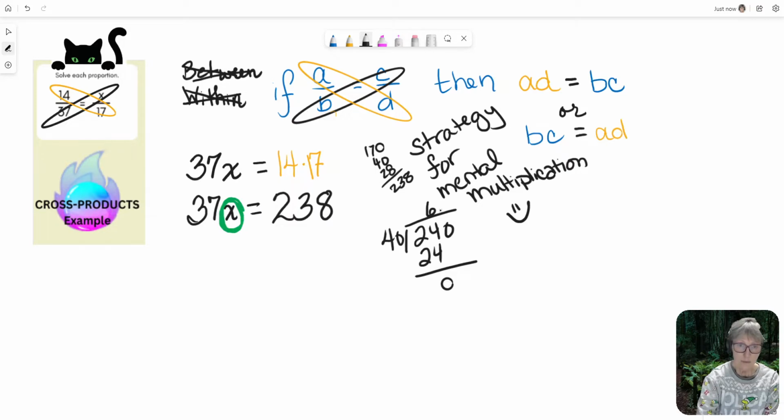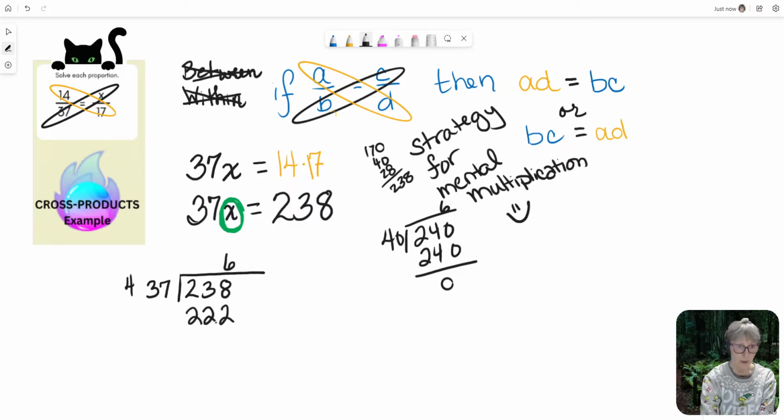And the answer would be 6. It's at the end, not in the middle. Lo siento, because it's 40, not 4. So we know our answer is going to be about 6. All right. Well, that gives us a place to start. I love estimating. It really helps. 6 times 7, 42. 6 times 3, 18, plus 4, 22. And I have 16 left over. Well, I could just leave it like that. 6 and 16/37. That would be a good answer.